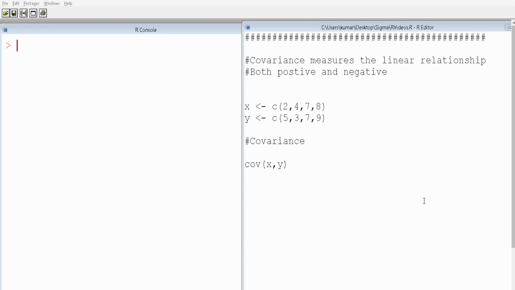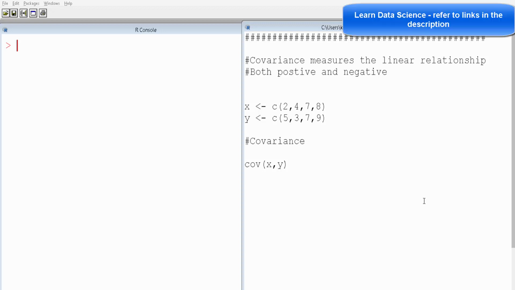In this video, I'm going to show you how to get covariance between two given variables. Covariance, as you know, measures the linear relationship between two variables, and the two variables should be numerical variables, and it measures both positive covariance and negative covariance depending on the relationship between these two variables. So how do we get the covariance?